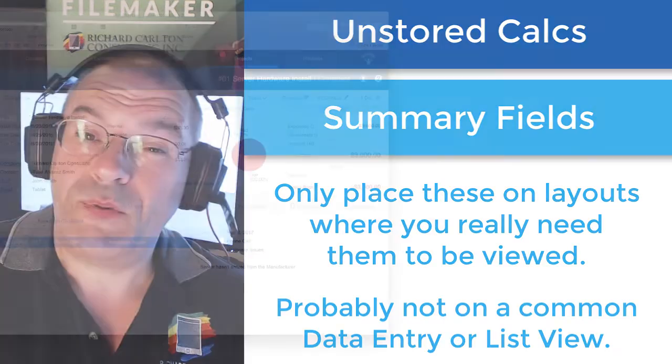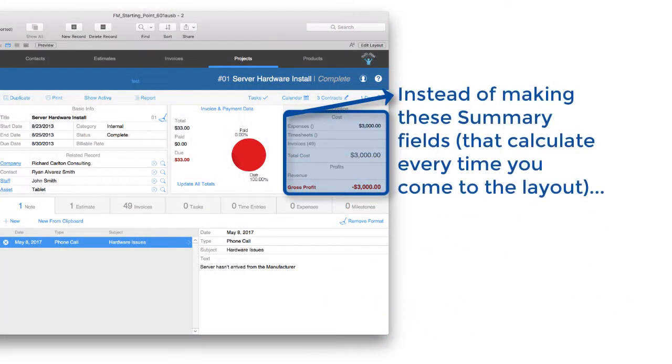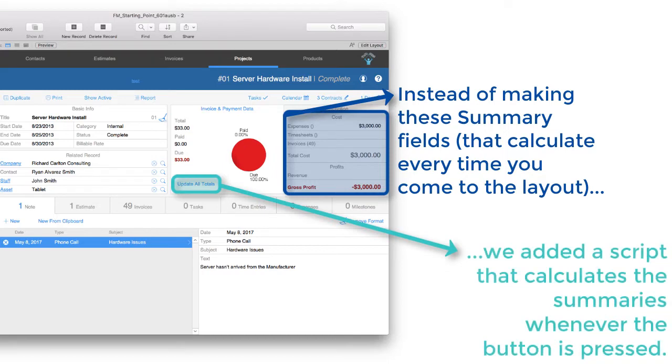Because the thing is, if you put the unstored calc or the summary field on the layout, even if the user doesn't need the information, FileMaker is going to process it anyway. It processes it every time. Every time you leave the layout, you come back to the layout, it's going to do it all over again.